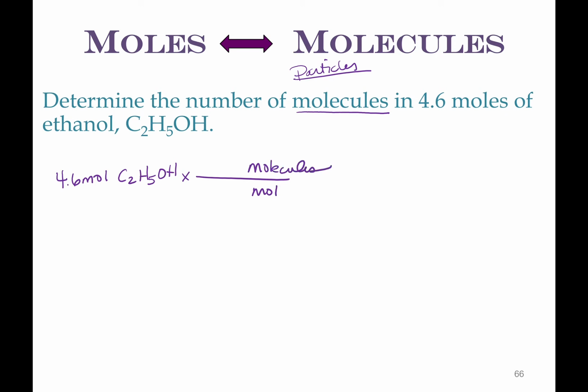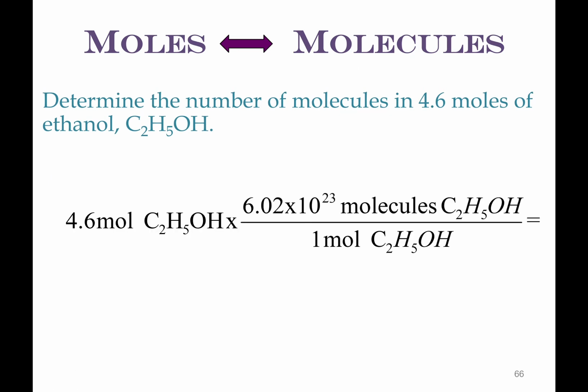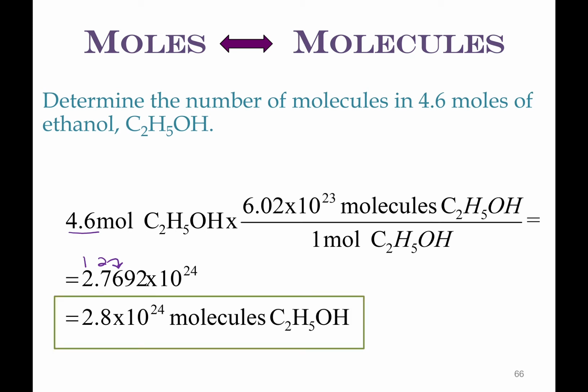So what do we need to do now? 1 and 6.02 times 10 to the 23rd. So this is an Avogadro's number problem. When we calculate that, we get 2.7692 times 10 to the 24th, 2 significant figures, 1, 2. Look 1 to the right, it's a 6, giving us 2.8 times 10 to the 24th molecules of ethanol. So number to the proper sig figs, unit, and label for a full credit answer.